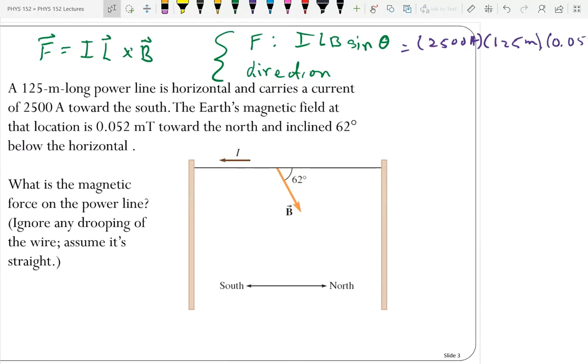What is the angle between the current and the magnetic field? Okay, so you said 62 degrees. It turns out it's actually 180 degrees minus 62, which would be 118 degrees. But sine of 62 and sine of 118 are going to be the same thing, because sine is symmetric about 90 degrees. That sine of 90 minus x is equal to sine of 90 plus x. So you could actually use the 62 degrees.